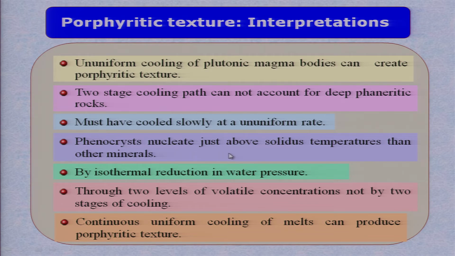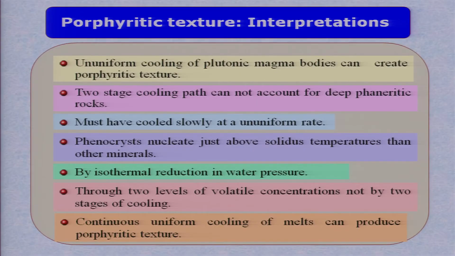Phenocrysts nucleate just above solidus temperature, then other minerals. Next is isothermal reduction in water pressure. A sudden drop in the water pressure also gives rise to porphyritic texture, through two levels of volatile concentration, not by two stages of cooling. This view is the latest view. Phenocrystic texture being developed because of two-stage cooling is an old idea, but now the new idea is the two levels of volatile concentration, that is accountable for the development of porphyritic texture.